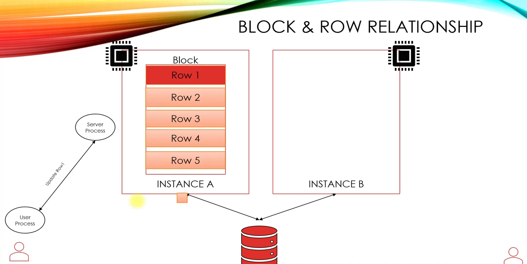Now user 2 comes in, on instance 2, as you can see on the right side, and a server process is created. The user says update row 2.